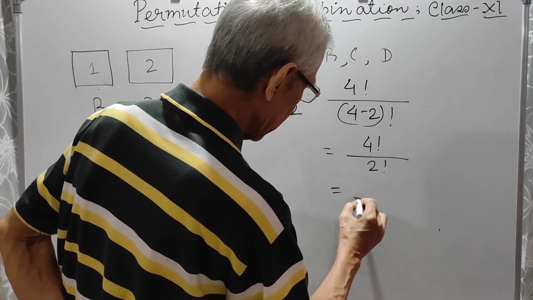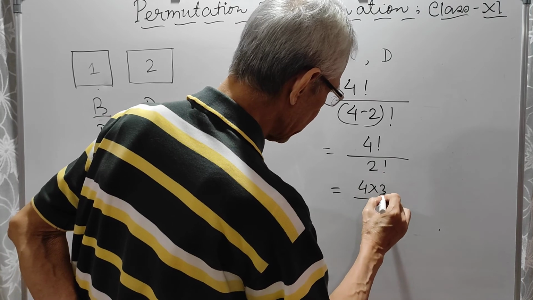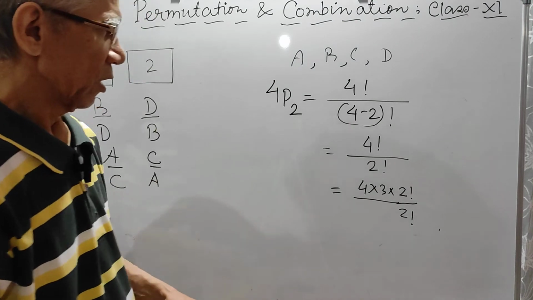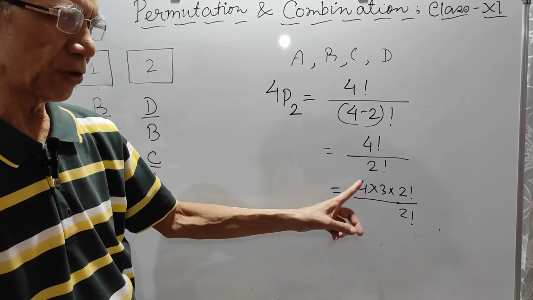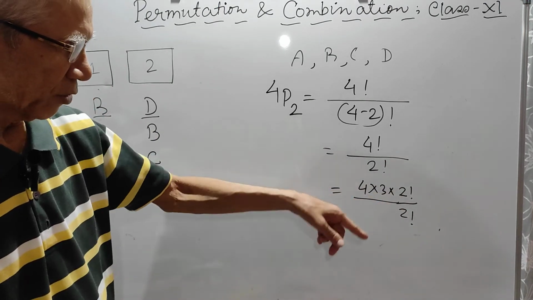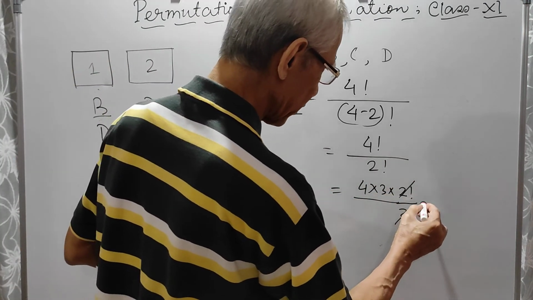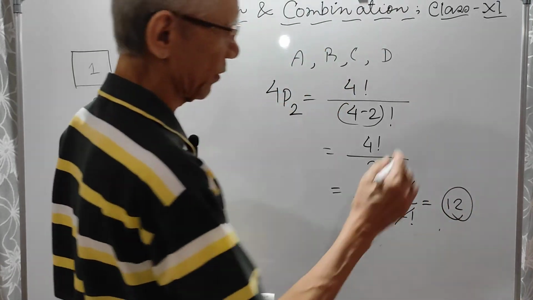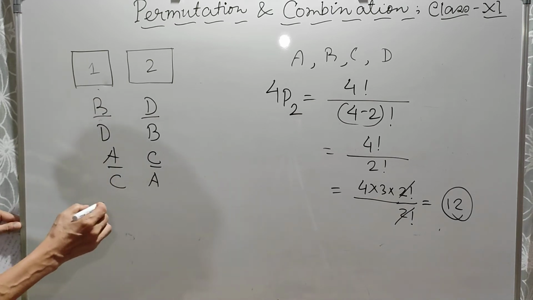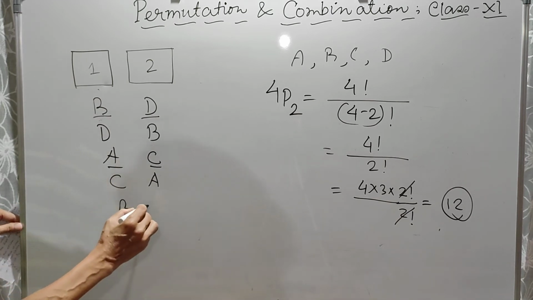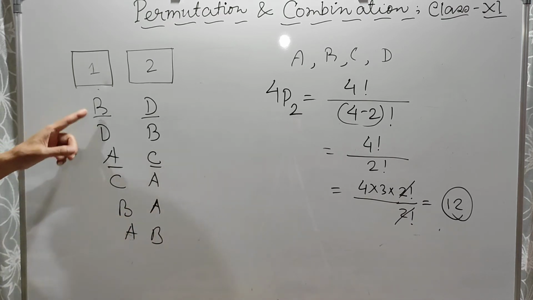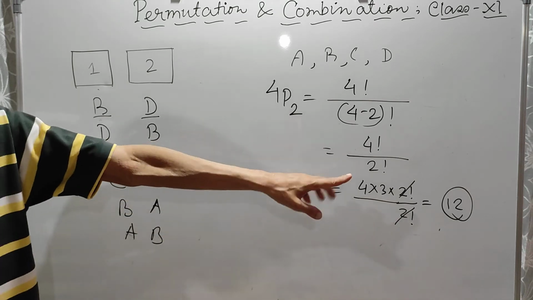Now 4 factorial means 4 into 3 into 2 into 1, so you can write 4 into 3 into 2 factorial. And here 2 factorial, so 2 factorial and 2 factorial cancel. So how many? 12. All right. So I have shown you 4. That way go on writing. So 1, 2, 3, 4, 5, 6. There are 6 more. Total there will be 12.